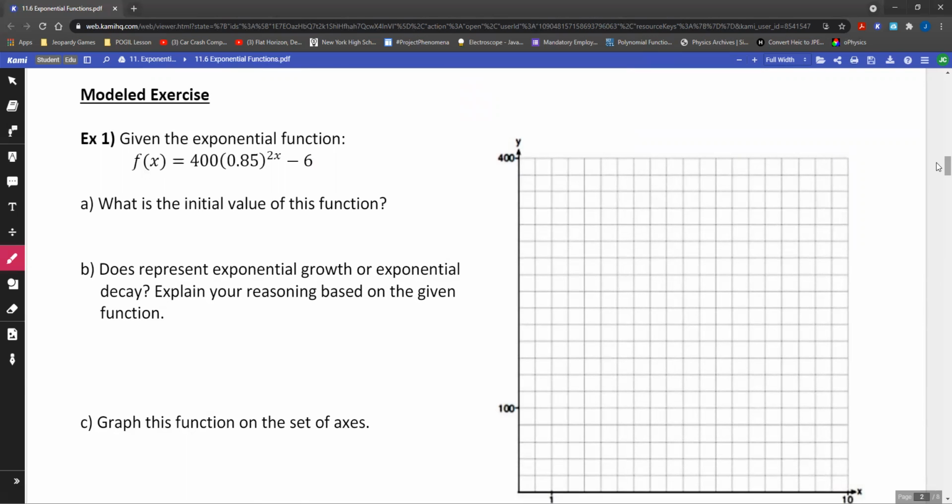So here's an example. We have this function, 400 times 0.85 to the 2x minus 6. Now, they want to know what the initial value of the function is. Well, to figure out the initial value, that's when x equals 0. So if we look at our equation, plug 0 in for x, we get this. Now, 0.85 to the 0 power is just 1. So this becomes 400 minus 6, which is equal to 394. So our initial value is 394.